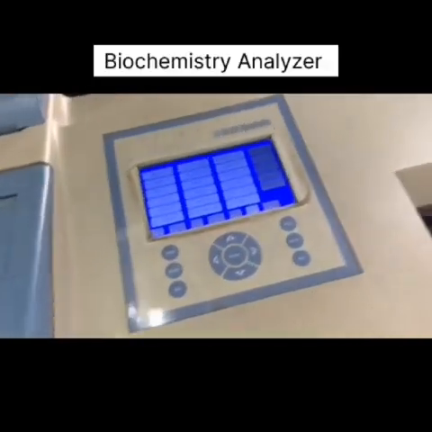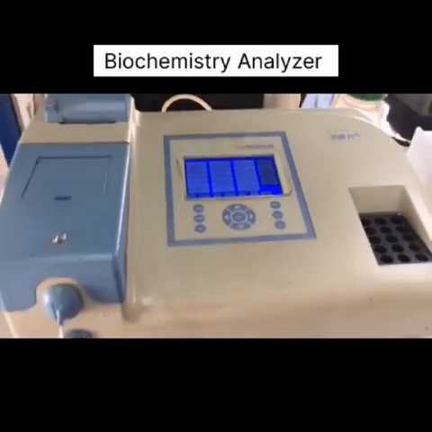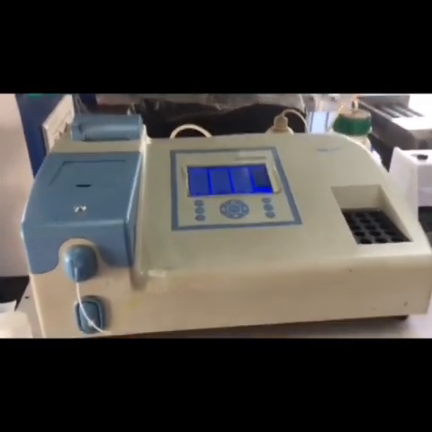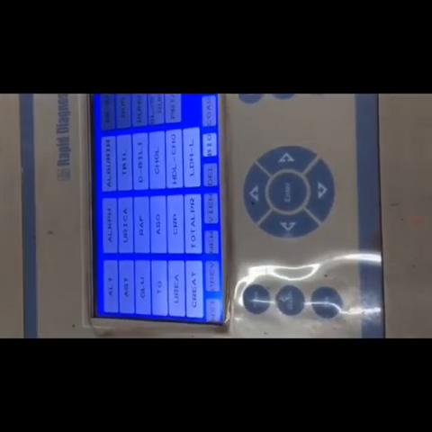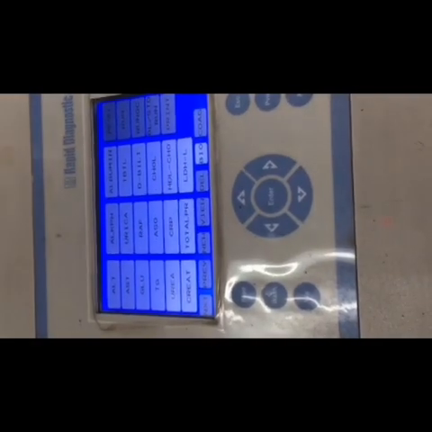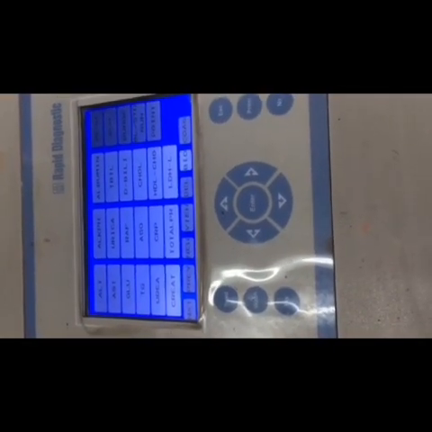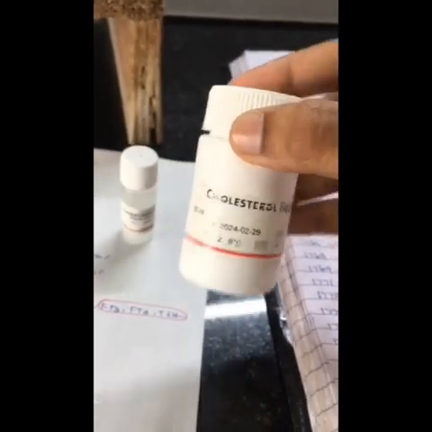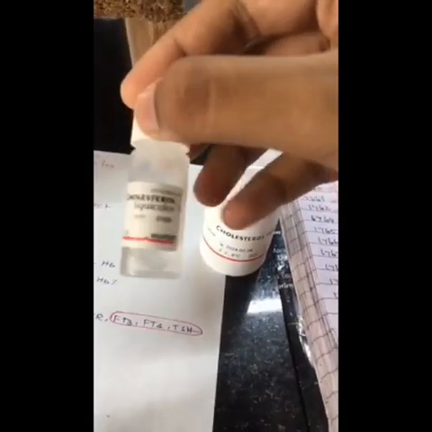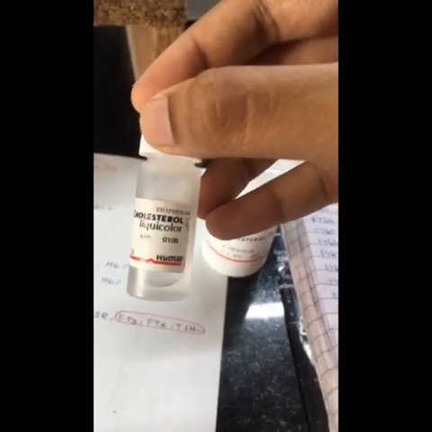So this is what the machine looks like. And the purpose of this machine is that it is used for quantification of substances in the sample, and this could be enzymes, hormones, sugars, proteins, etc. So this can be done with the help of reagents. For example, this is the reagent that we use for cholesterol tests, and these come along with their respective standard solutions.